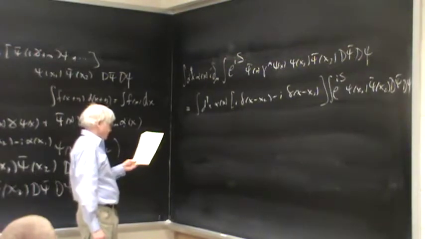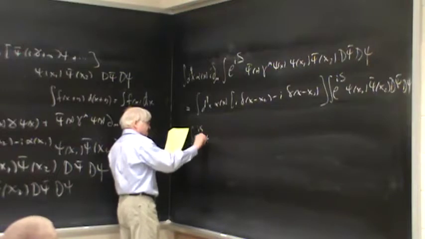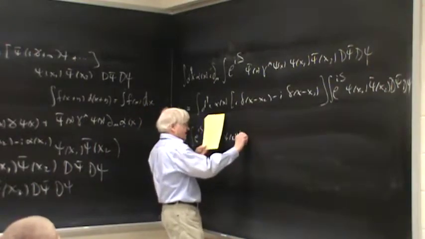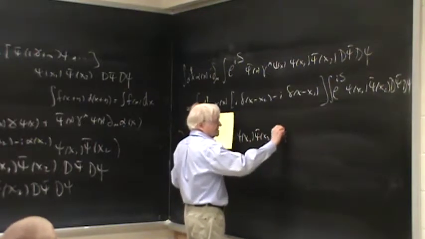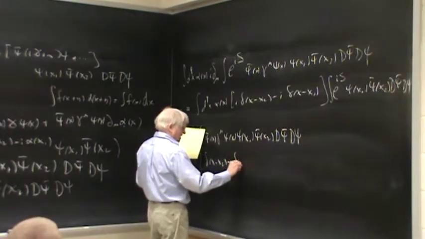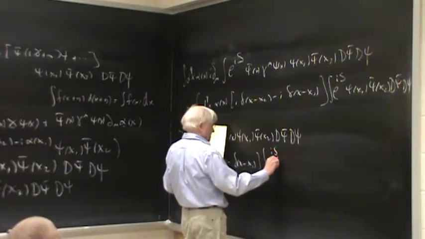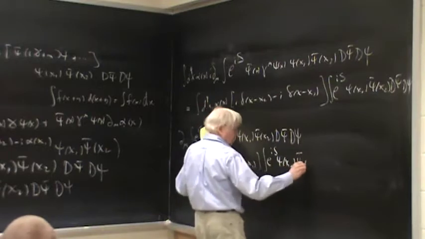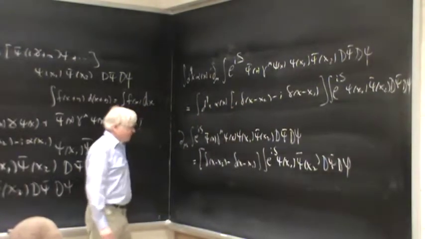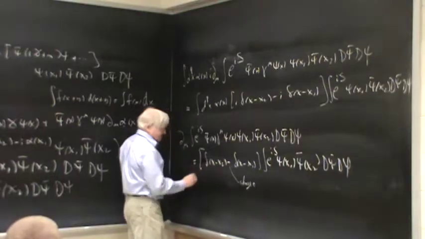And writing it one more time, we have the derivative of the integral e to the i s psi bar of x gamma mu psi of x1 psi bar x2 d psi bar d psi is delta of x minus x2 minus delta of x minus x1 integral e to the i s psi x1 psi bar x2 d psi bar d psi. Okay. Notice that, what does this mean? This is associated with the charge of the electron minus, and this is the charge of the positron.